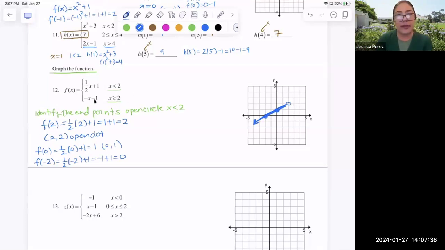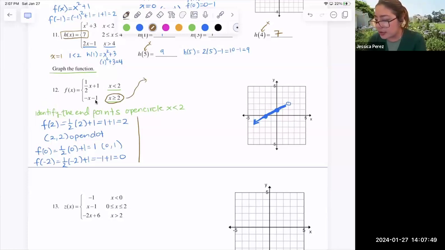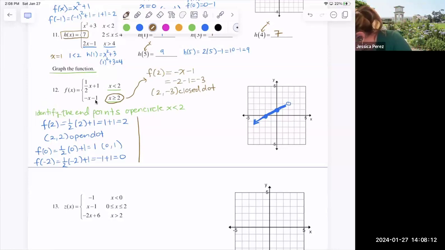Now, where am I going to get a closed dot? Well, now I have to plug in the other endpoint. The other endpoint is also at 2. Because it's greater than or equal to 2, it's going to be a closed dot. So what's f of 2 in the other equation, negative x minus 1? That's -2 minus 1, that's -3. So the point 2, -3 is going to be a closed dot. How do I know? Because it's an equality, greater than or equal to. So I'm going to go to 2, -3, and that's going to be a closed dot.